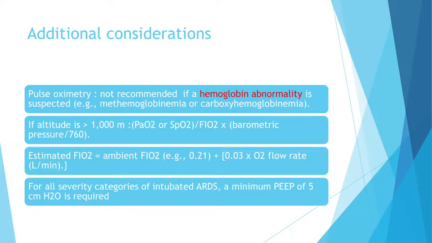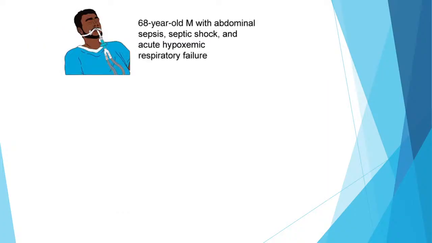Your PF ratio into the pressure by 760, 760 being the normal atmospheric pressure at sea level. And the estimated FiO2 formula, you all know, for every 1 liter we increase the percentage by 3. It is just represented in the form of a formula, and this we have already discussed. Minimum PEEP of 5 is required for all categories of intubated ARDS.